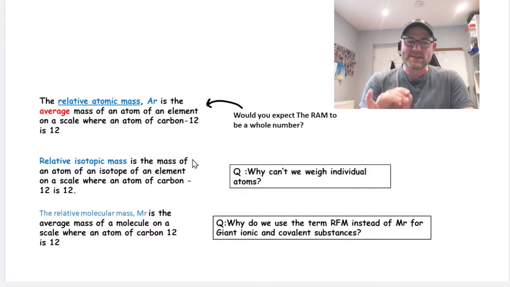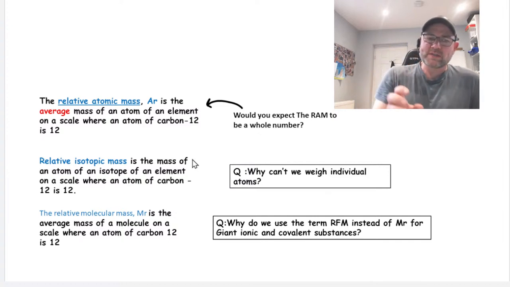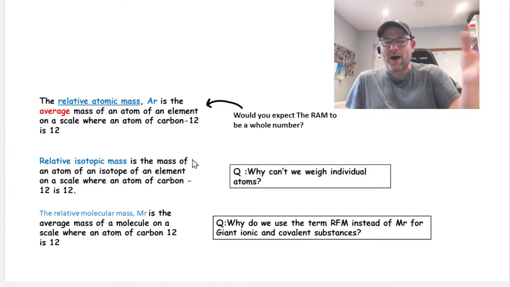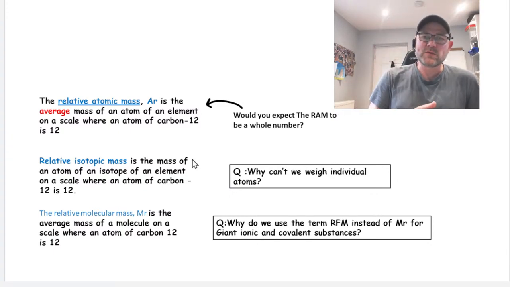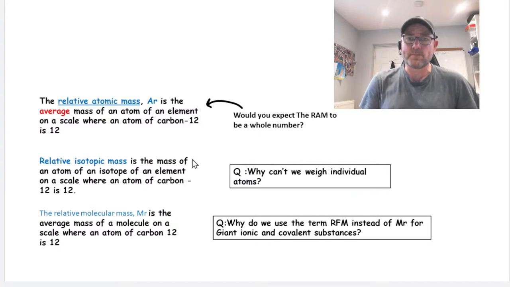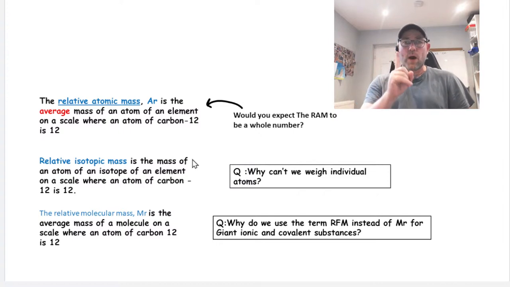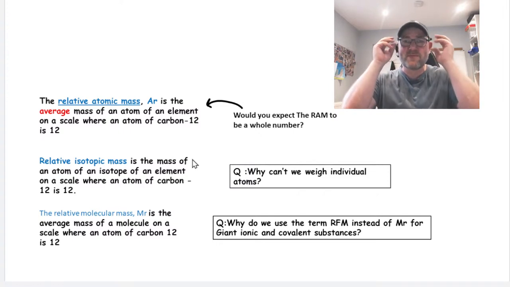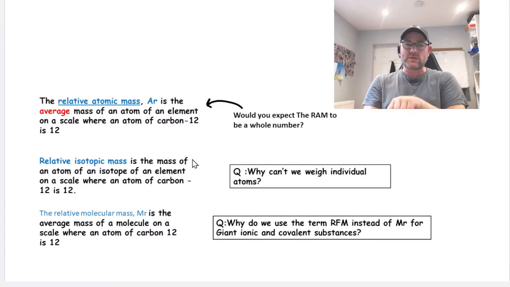This is the mass of an atom of an isotope like nitrogen 14, 15 or 16 relative to carbon 12 on a scale where carbon is 12. What does that mean? Well, atoms, we can't weigh them. They're so light. If you think 1 mole of hydrogen atoms is 1 gram, and there are 6.022 times 10 to the 23 hydrogen atoms in 1 gram. There's no machine being invented by humans, no technology being invented that can measure the mass of an atom. There's no scale that can do that.